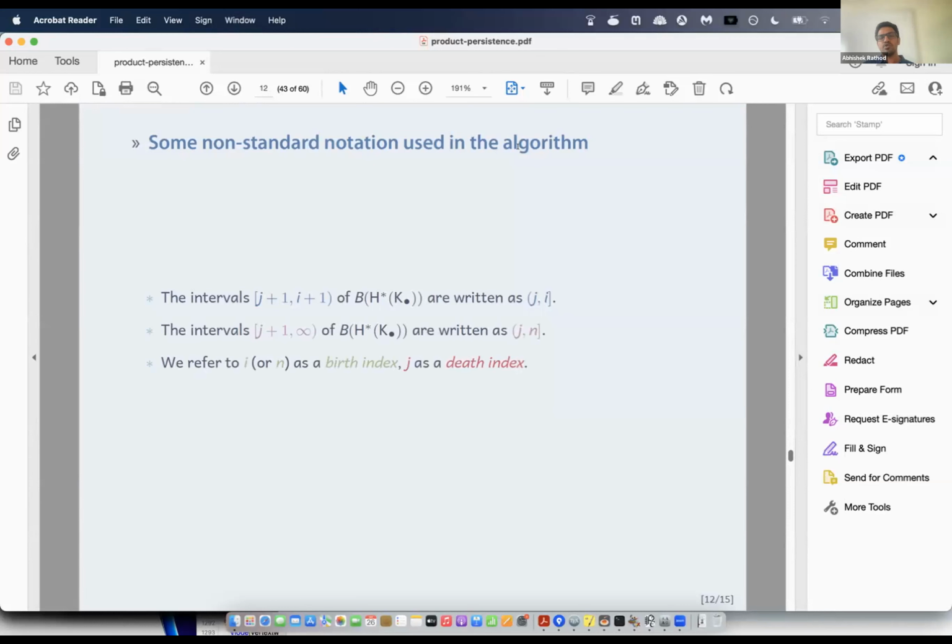In contrast to the usual practice, we define the left endpoint, which for these intervals is i or n, as the birth index, and the right endpoint as the death index, because we go in the reverse filtration order.